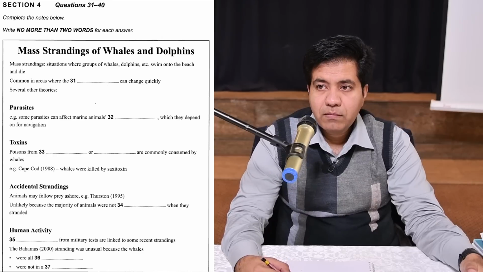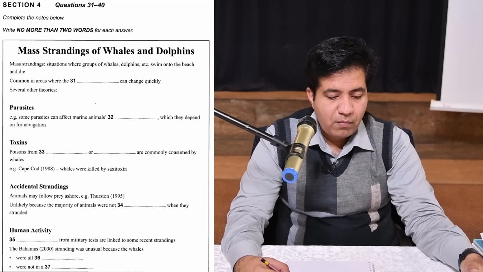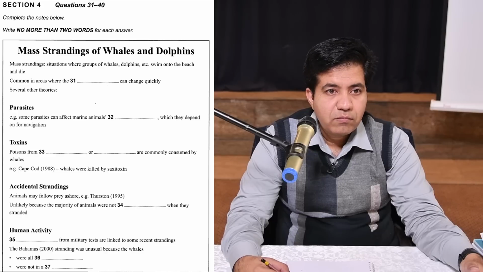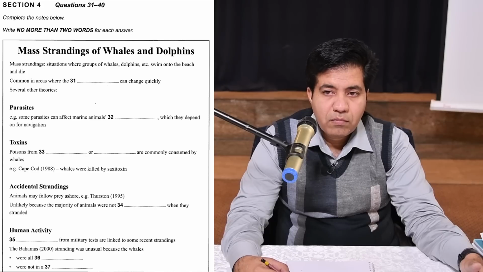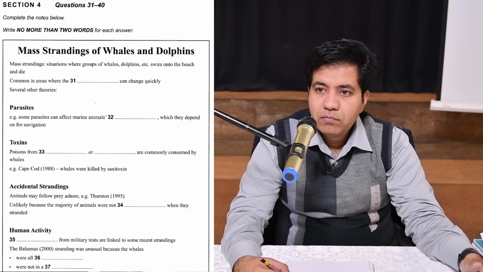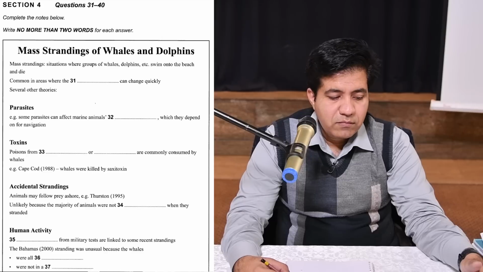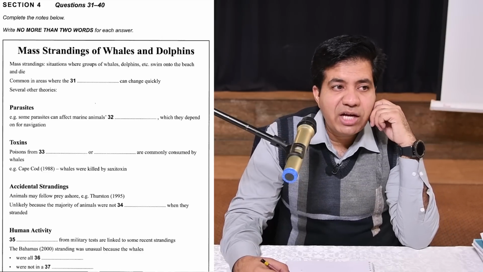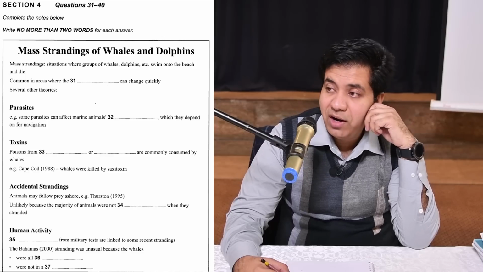Another theory is related to toxins or poisons. These have also been found to contribute to the death of many marine animals. Many toxins, as I'm sure you're aware, originate from plants or animals. The whale ingests these toxins. Many toxins originate from plants or animals.